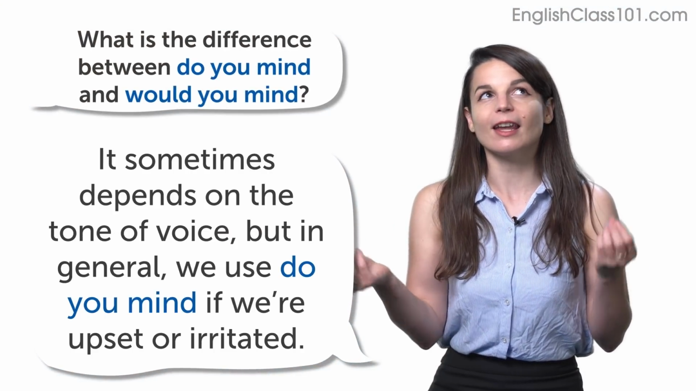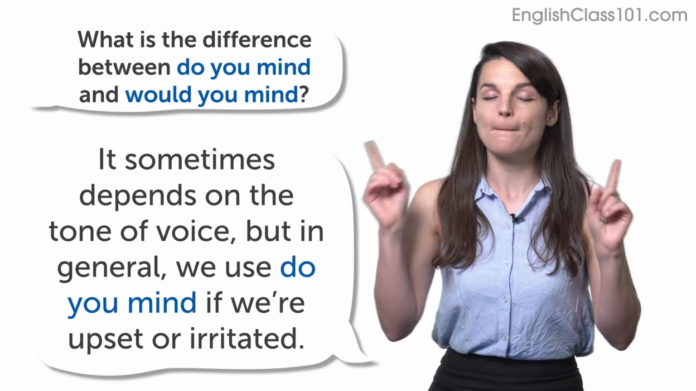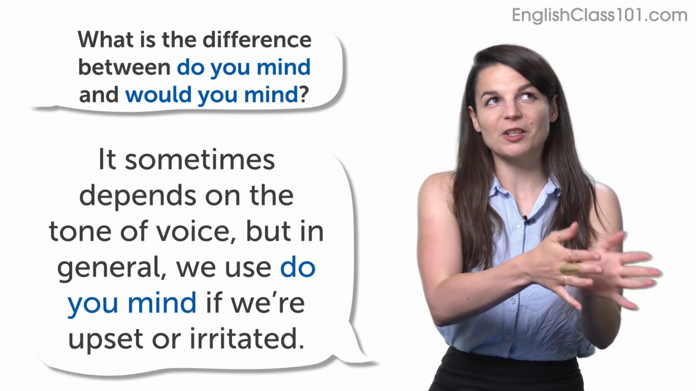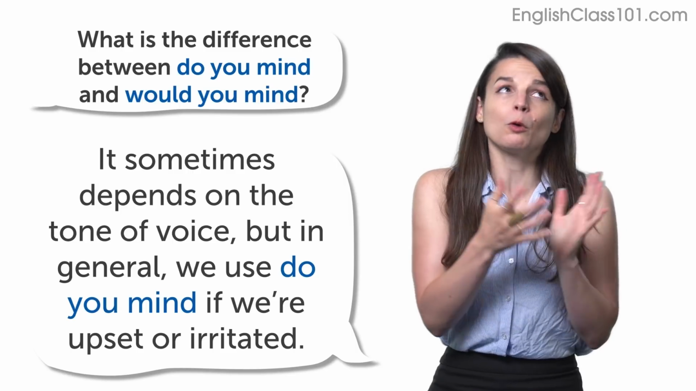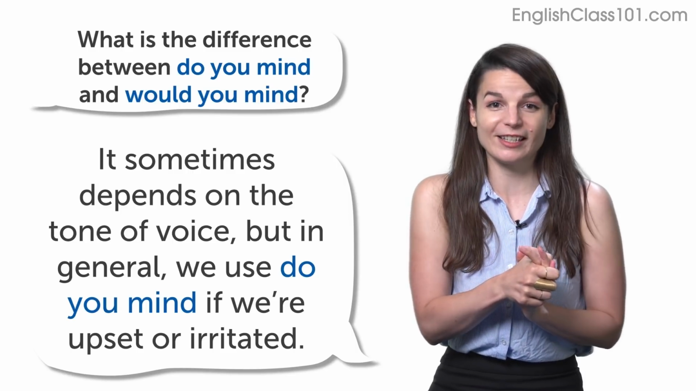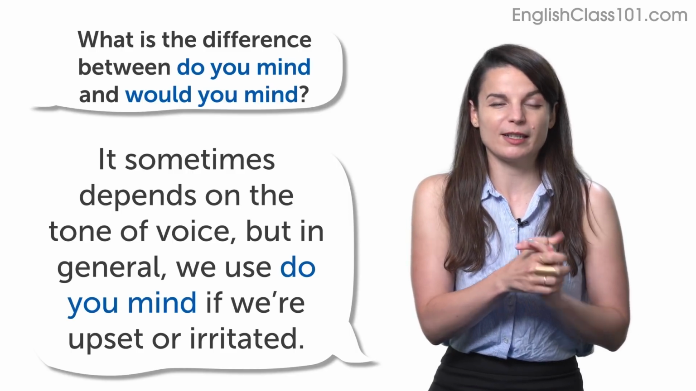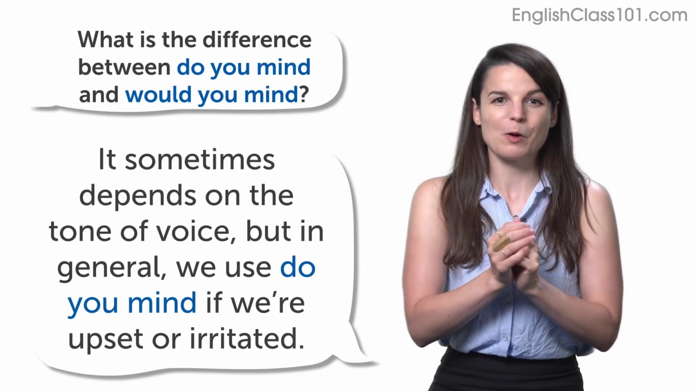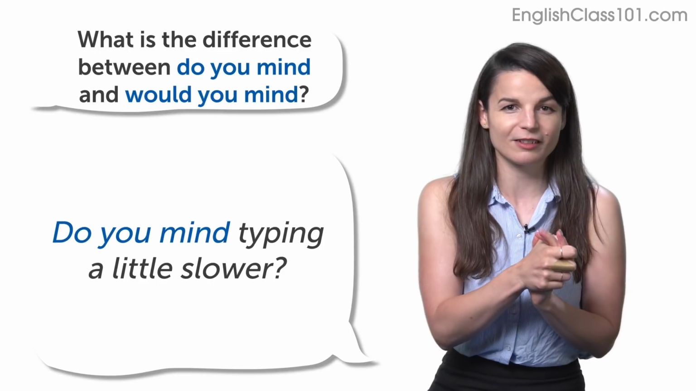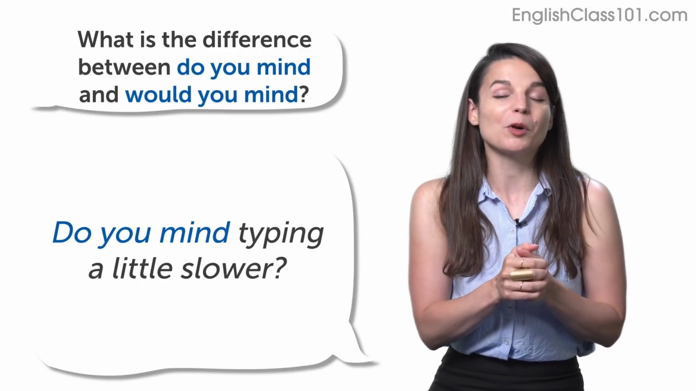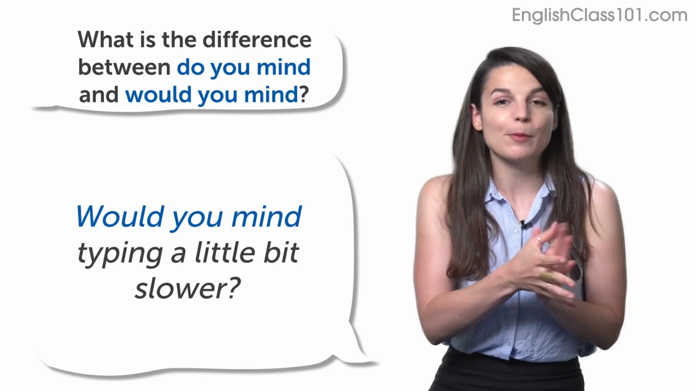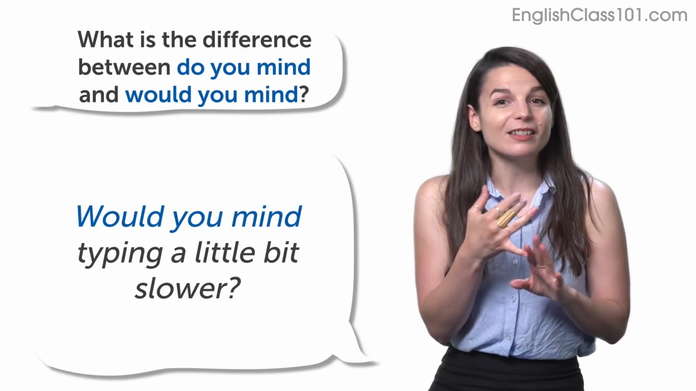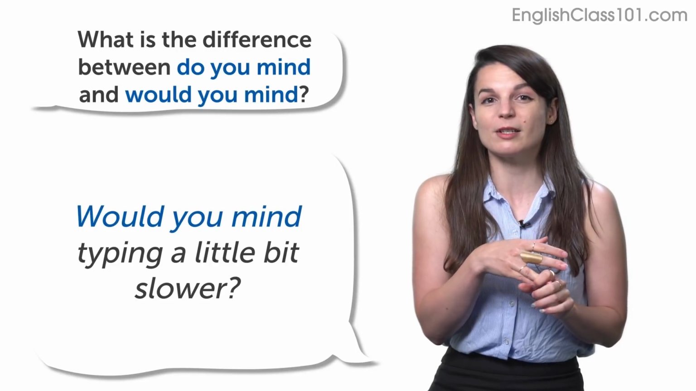A lot of it can depend on the tone of voice, but generally speaking, we use do you mind if we're a little bit irritated with someone. For example, someone is typing very, very noisily when we're trying to talk to someone on the phone. We might say, do you mind typing a little slower? If you want to make it sound a little more polite, you could say, would you mind typing a little bit slower? But if we want to communicate that feeling of irritation or annoyance, we would probably say, do you mind doing this?